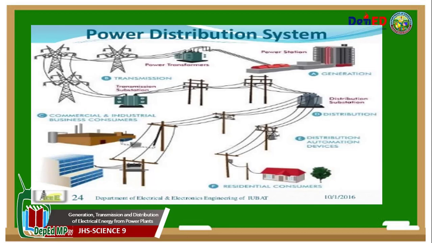Based on the picture presented, how is electrical energy generated, transmitted, and distributed to local areas? Answer in 5 to 6 sentences. Write your answer on your answer sheet. You are given 3 minutes. You may start now.